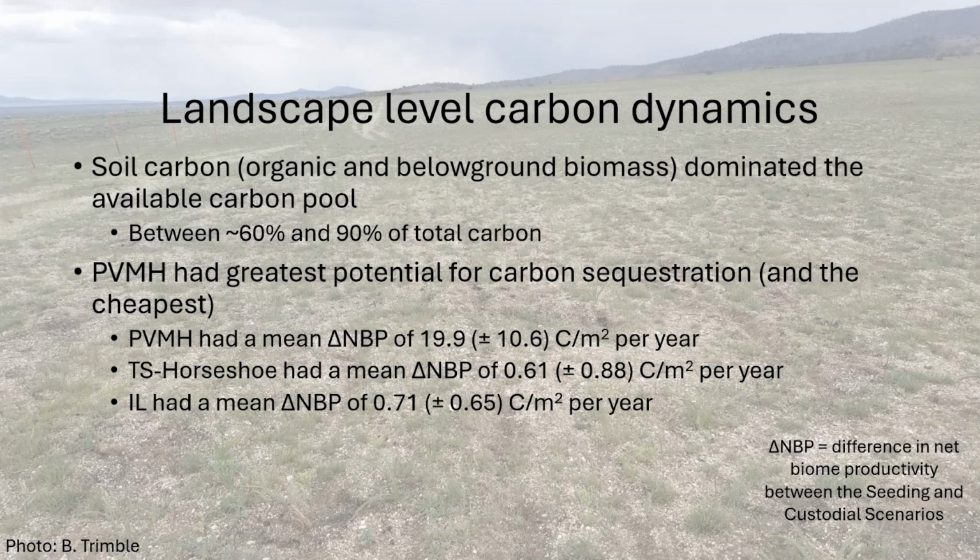We found that generally the Pine Valley Mountain Home site had a much higher potential for carbon sequestration via restoration than the other ones. Also, because of the costs in Utah, it was a lot cheaper. So the amount of carbon you were able to store per unit area was a lot less in this kind of monsoonal landscape than it was in some of our other landscapes. You can see the difference. I'm showing here the change in net biome productivity between that seeding scenario and the custodial. So this is the change. All three of them showed an improvement, but you can see that the one in Utah clearly improved a little bit better.